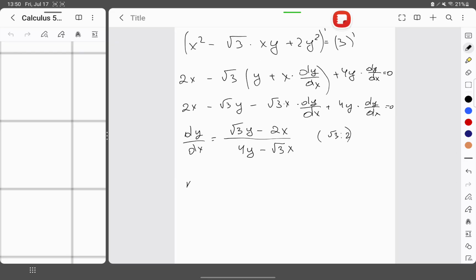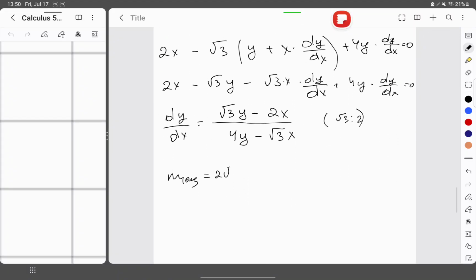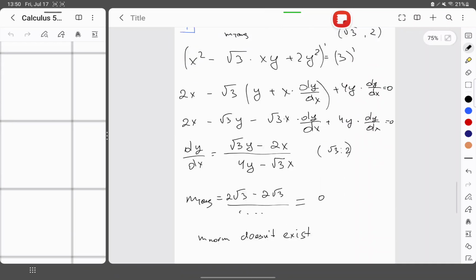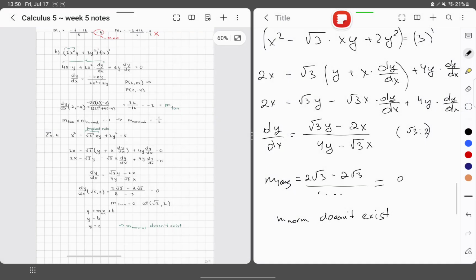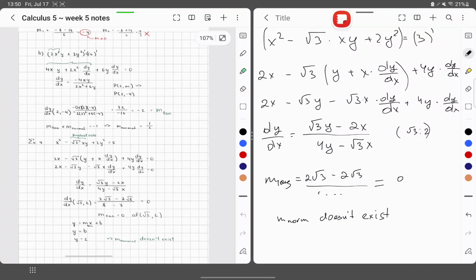So m tangential will be, we don't need to solve it, because it will be 0. If our m tangential is 0, it means that m normal doesn't exist. Let me see. Yes, true.